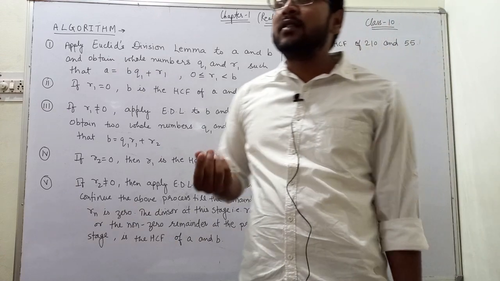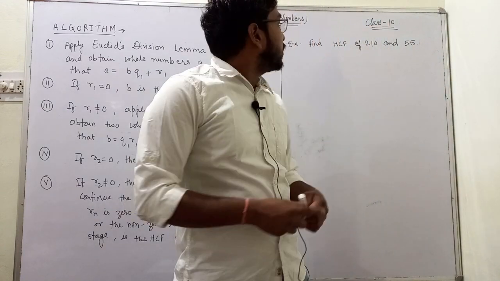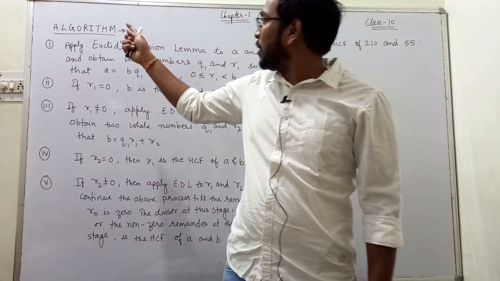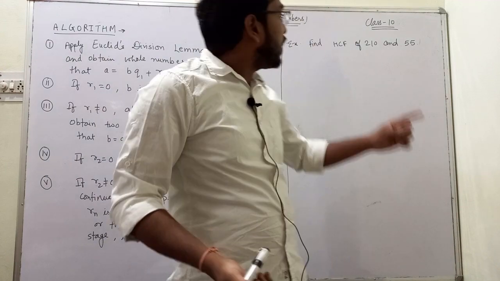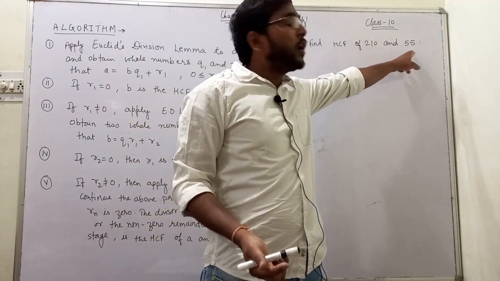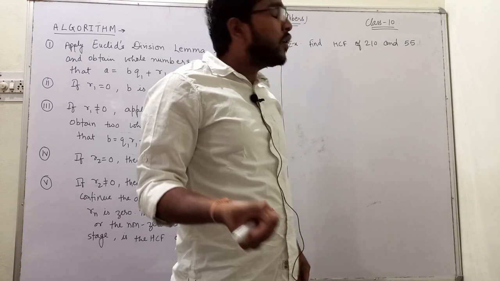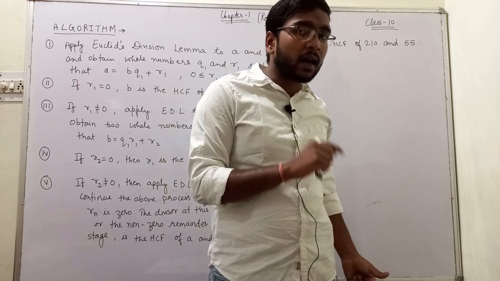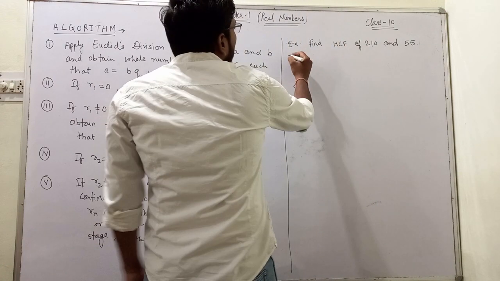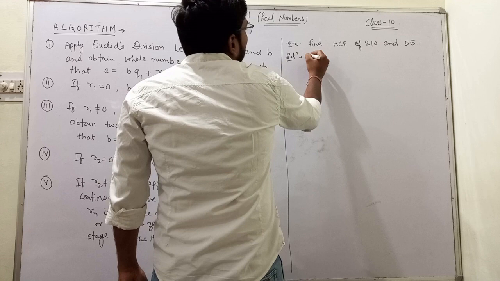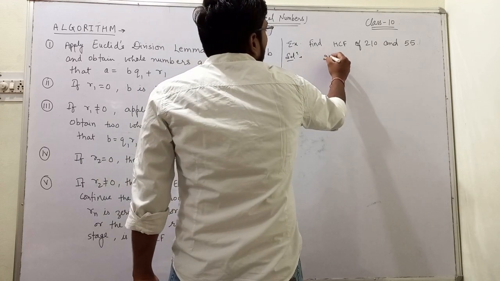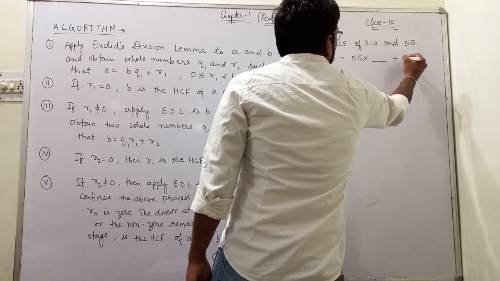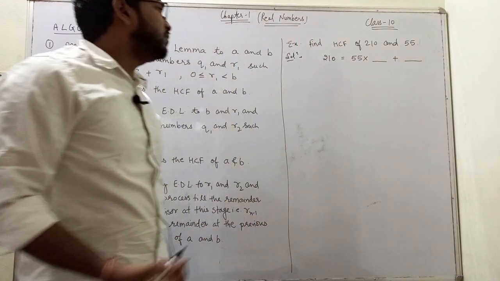The first step is to write the given numbers in the form as in Euclid's division lemma. So I need to divide the bigger number by the smaller number, find the value of quotient and remainder, and write it in the form a equals bq plus r. So in the first step, I need to write 210 equals 55 times something plus something, which will be the remainder.